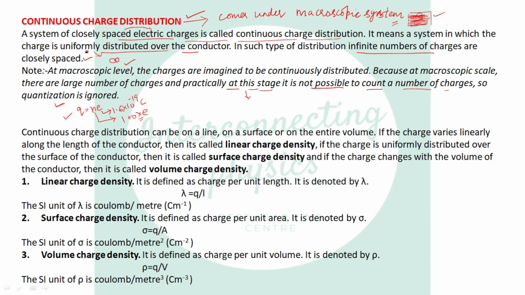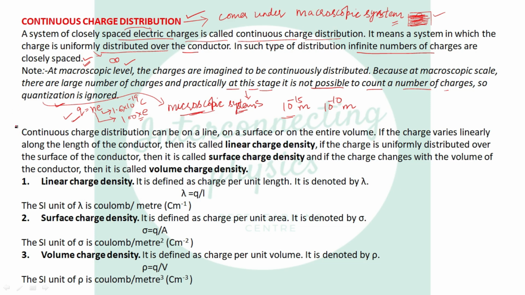But in macroscopic system, charges are so large in number that we cannot calculate the number of charges. We don't know how many charges are present over here. So quantization principle is ignored at macroscopic level. Quantization is only acceptable in microscopic systems, when we talk about electrons, protons and subatomic particles, very small sizes like 10 raised to power minus 15 meter, 10 raised to power minus 10 meter. Such systems come under the category of microscopic systems. Okay.